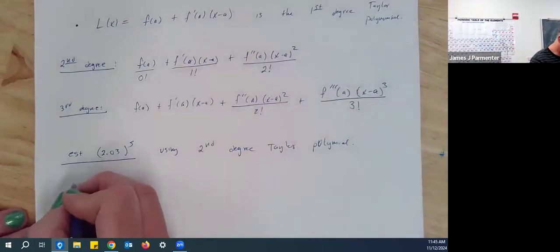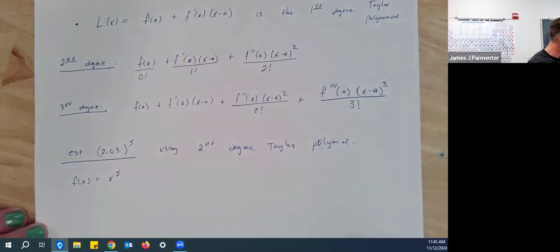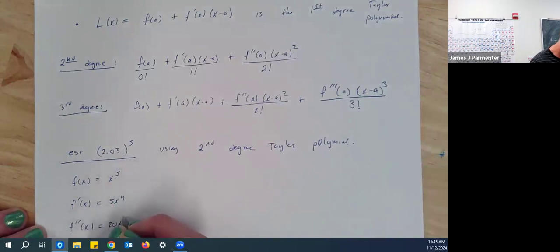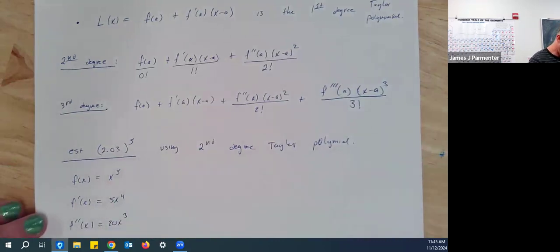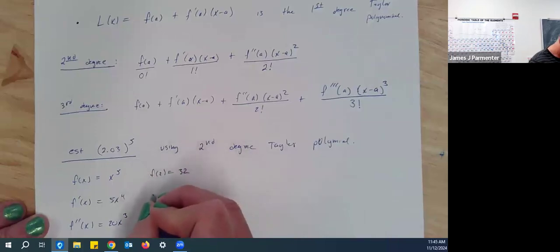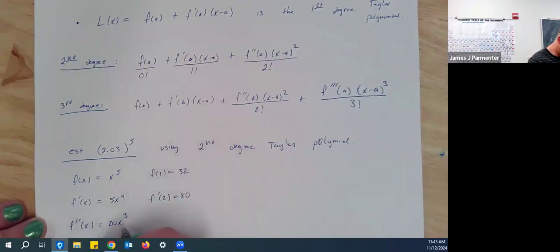I know that my f of x was x to the fifth. I'm going to need a second derivative now here. So my f prime of x was 5x to the fourth. My second derivative was 20x cubed. And then I know that f of 2 is going to be 32 still. F prime of 2 was 80. And f double prime of 2 is going to be 20 times 8, which is 160.